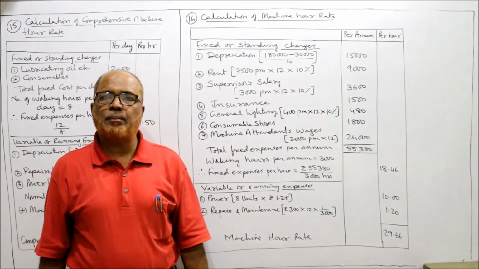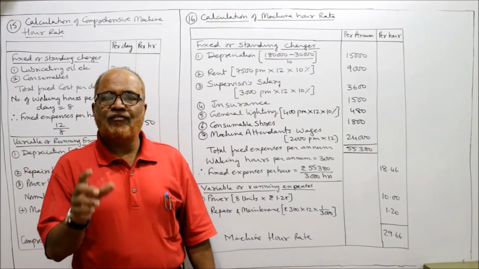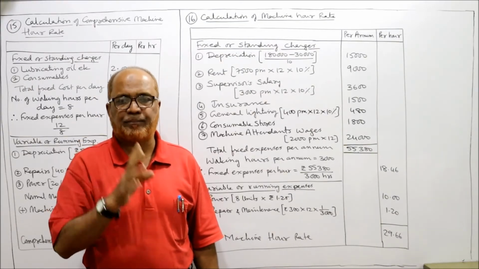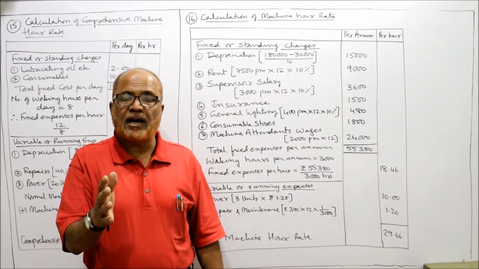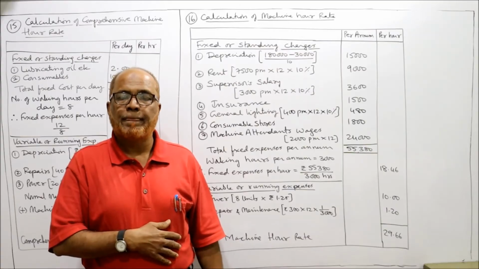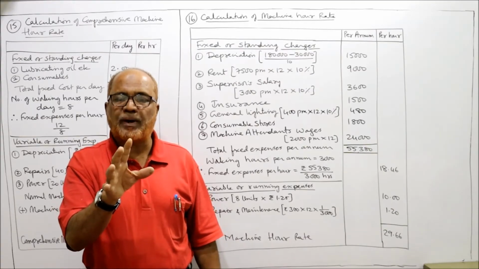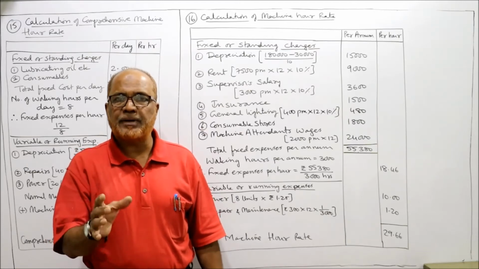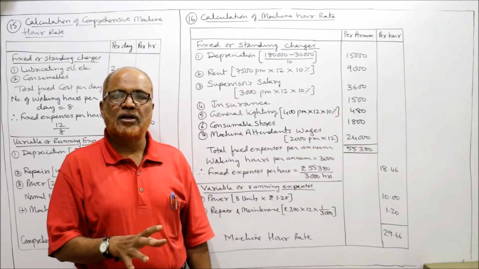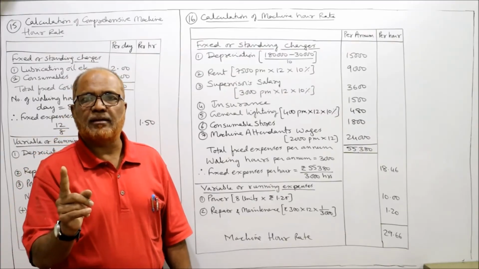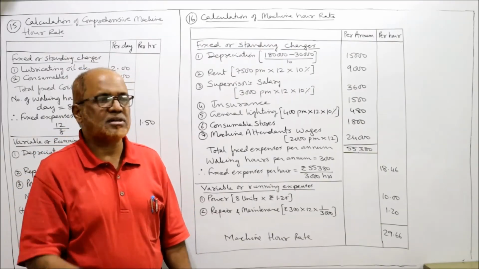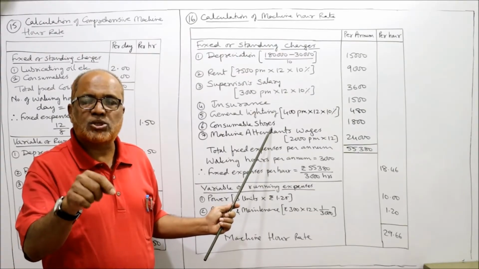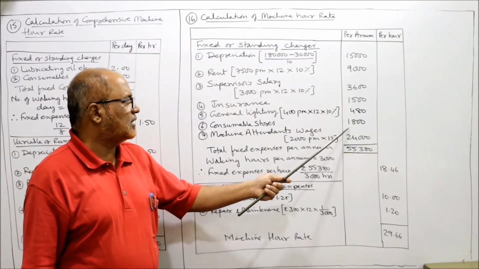General lighting 400 per month. So 400 per month into 12, 4,800 is the general lighting for 1 year. But general lighting again will take 10% because the machine occupies only 10% of the area of the whole department. General lighting is for the whole department, and the machine takes 10%, so multiply by 10%. Consumable stores, it is assumed exclusively for this machine, so 1,800.